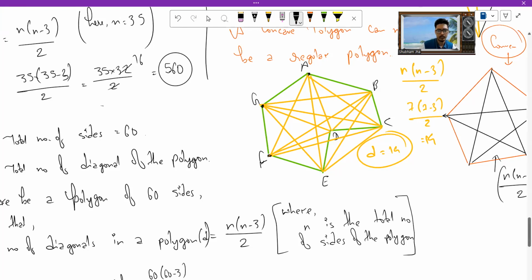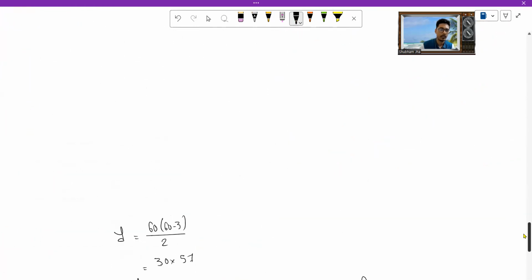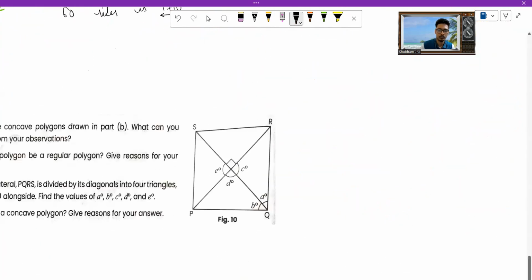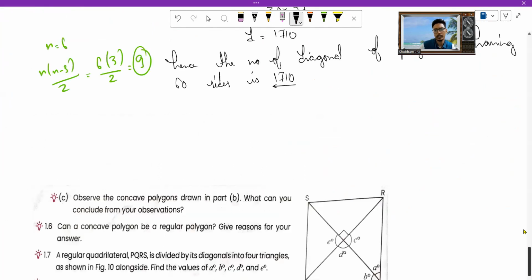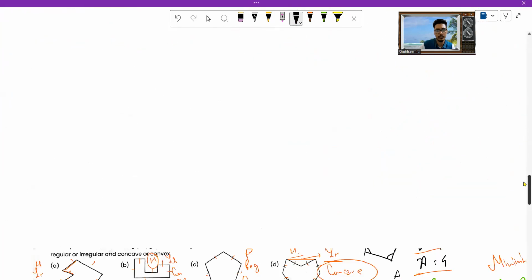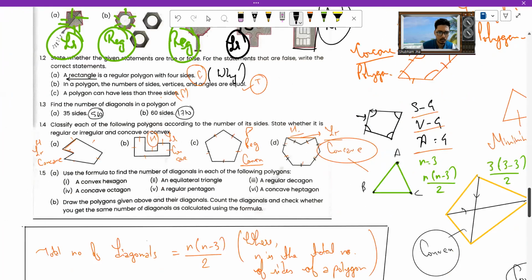Now, let's see. What was the next question here? I think that we have found a few things. Now let's come to this. Observe the concave polygon drawn in part B. What can you conclude from the observation? These are the concave ones. This is one of the concave. Regular, again concave, octagon. Okay, and convex, convex, convex.